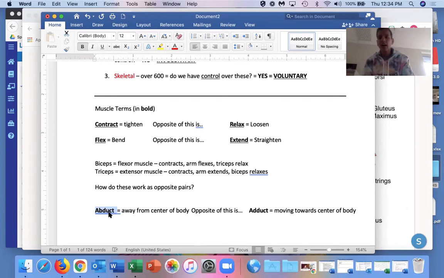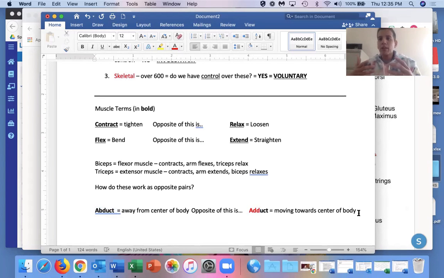Now the term adduct, and we're not going against gravity here, so you're not really going to feel it, but I'll just show it to you. So abduct is this, and adduct is moving my leg back in. Abduct is out, away from the body, and adduct, ADD, is moving back in. The way that I always remembered this is, like you're kind of adding something to the center of your body.